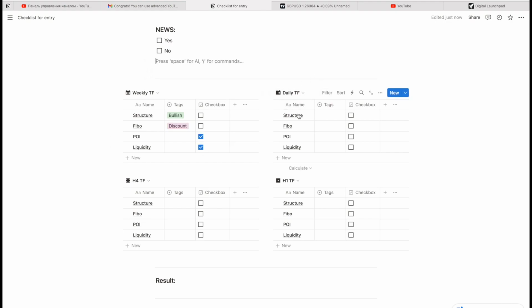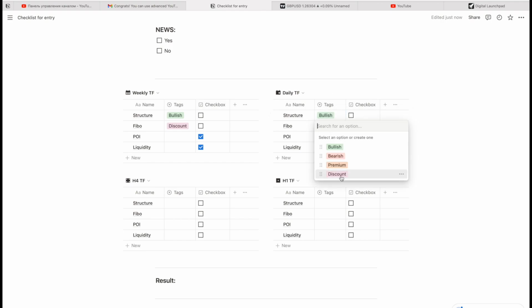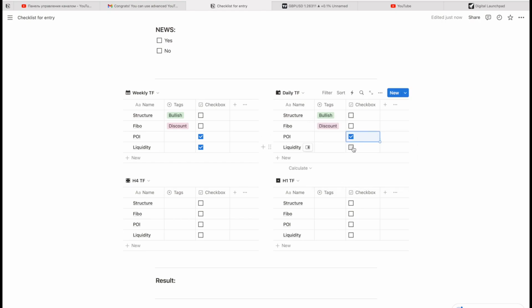After that, we move to the daily time frame and go through the same procedures: structure, premium or discount market, POI zones, and determine the relevant liquidity. Thanks to these two timeframes, we can already identify bias and the expected direction of the daily candle. If both timeframes are in sync in a discount zone and testing POI zones, there may be several, it's logical to assume that the daily candle will be bullish.